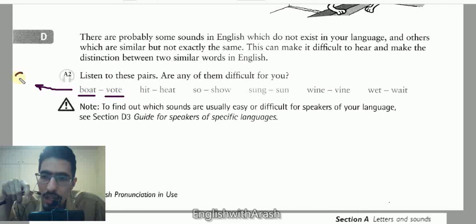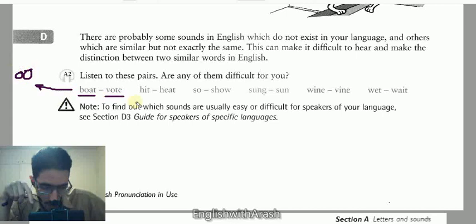And I guess it is. Boat, when you say boat, it's kind of like this sound, O, in American at least. Maybe in British, it changes to schwa. But anyway, boat and vote, they are the same. Yes, exactly. Good, Jafari. Exactly. What about the next one?